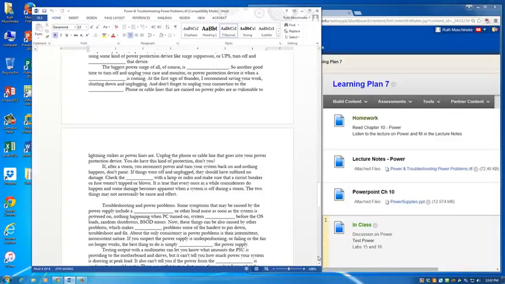The biggest power surge of all, of course, is lightning. So another good time to turn off and unplug your case and monitor or laptop or their power protection device is when a storm is coming. At the first sound of thunder, I recommend saving your work, shutting down, and unplugging.